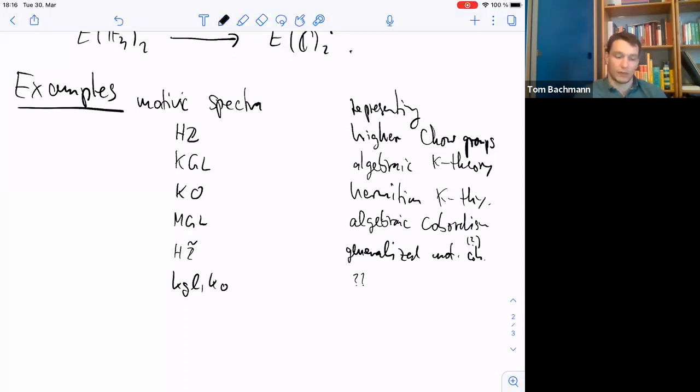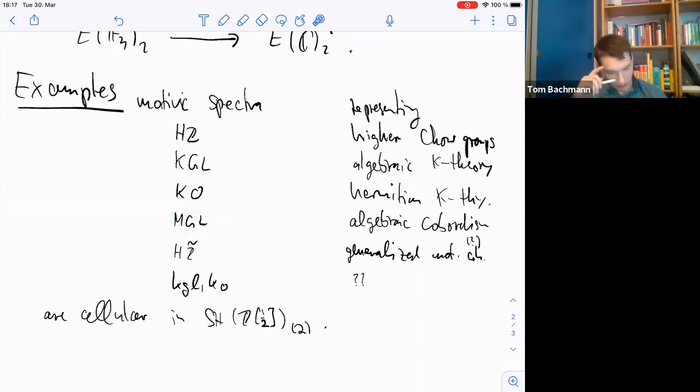In any case, all of these, I claim, are cellular in this relevant category. So they are cellular in SH of Z[1/2] after localizing at 2. And this is not particularly obvious. There are many results in the literature which prove that one spectrum or another is cellular. I guess MGL is quite easy. Maybe KO and KGL are also reasonably doable, and all the other ones are pretty hard.